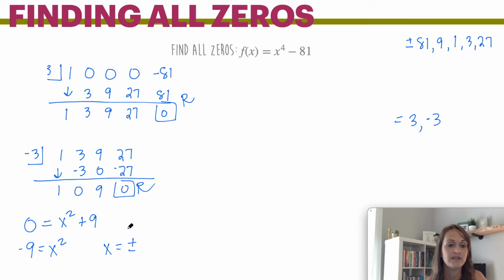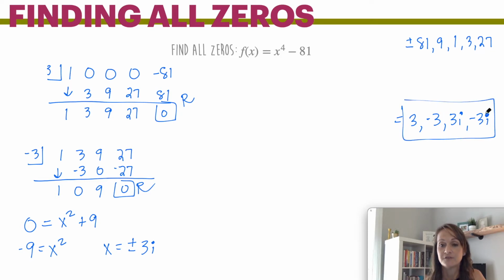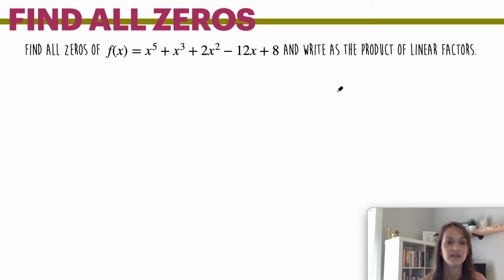The square root of negative 9 is going to be 3i, because the square root of a negative is i, and the square root of 9 is 3. So therefore, my other 2 zeros would be 3i and a negative 3i. Now, I found 4 zeros. My highest degree is a 4, which means I found all 4 zeros.